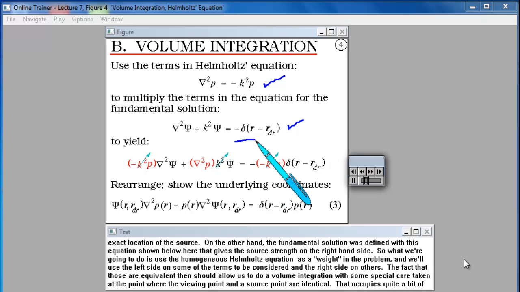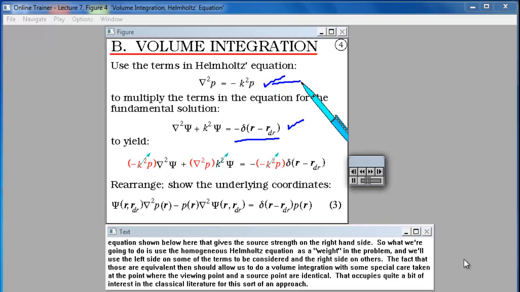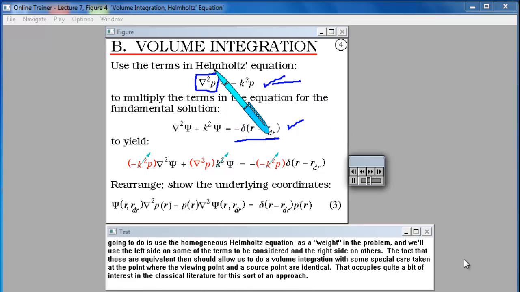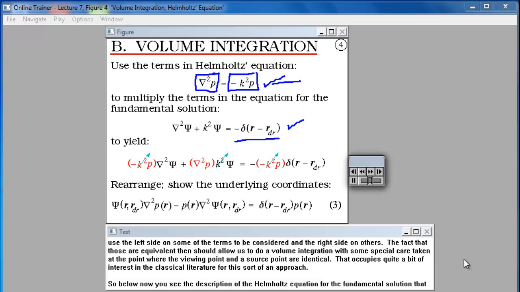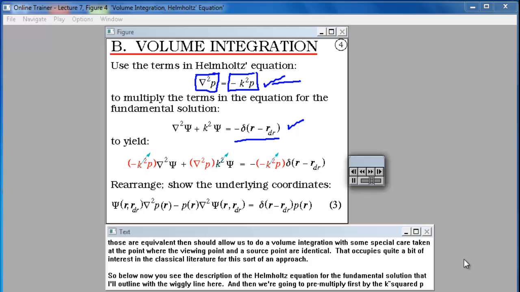on the right-hand side. So what we're going to do is use the homogeneous Helmholtz equation as a weight in the problem, and we'll use the left side on some of the terms to be considered and the right side on others. The fact that those are equivalent then should allow us to do a volume integration with some special care taken at the point where the viewing point and the source point are identical. That occupies quite a bit of interest in the classical literature for this sort of an approach.